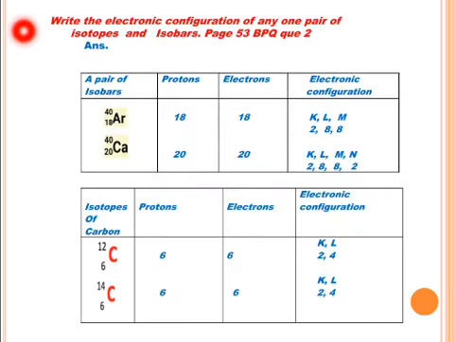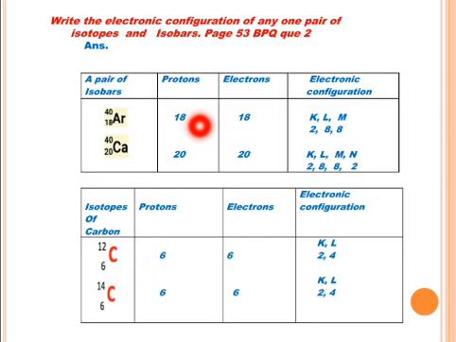Now students, let us see one more question, which is given as a blueprint question, question number 2 on page number 53 of chapter 4 in your science textbook. See what it is. Write the electronic configuration of any pair of isotopes and isobars. Let us take the example of a pair of isobars, that is argon and calcium with mass number 40 and atomic numbers 18 and 20. You can take any other example like carbon and nitrogen with mass number 14 and atomic numbers 6 and 7. Here I have taken the example of argon and calcium.